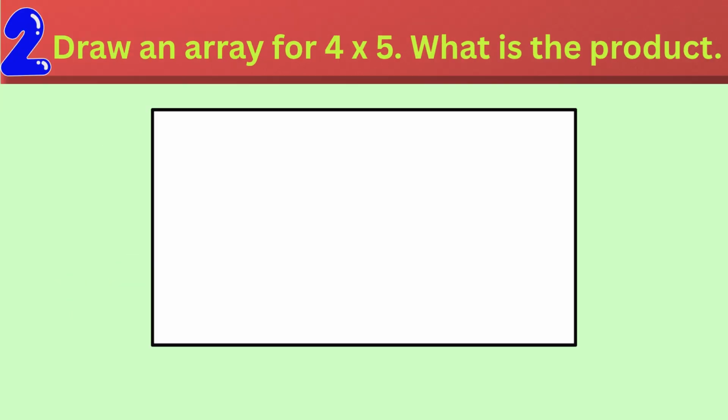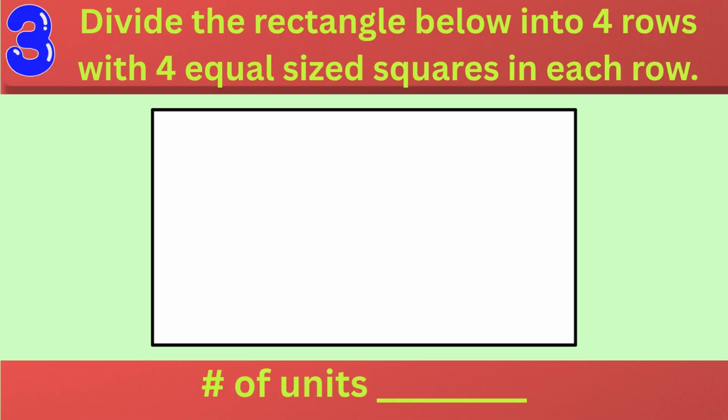Number 2. Draw an array for 4 times 5. What is the product? Number 3, divide the rectangle into 4 rows with 4 equal size squares in each row. Then write how many units.